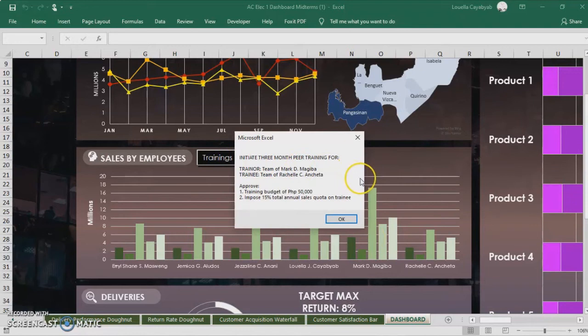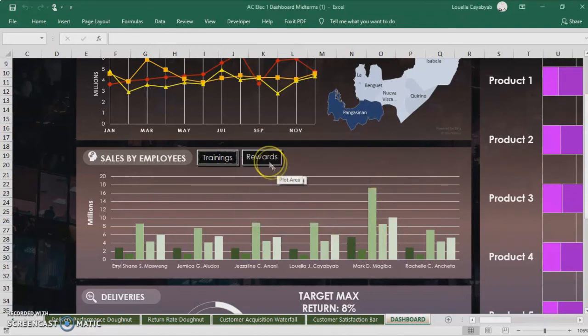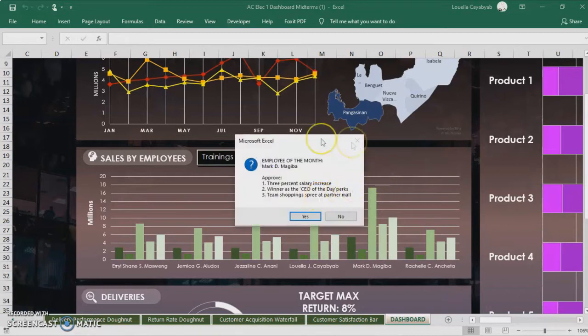For the company sales by employee, it presents the employee of the year based on the sales contributed, the corresponding rewards, and the team that needs more training.